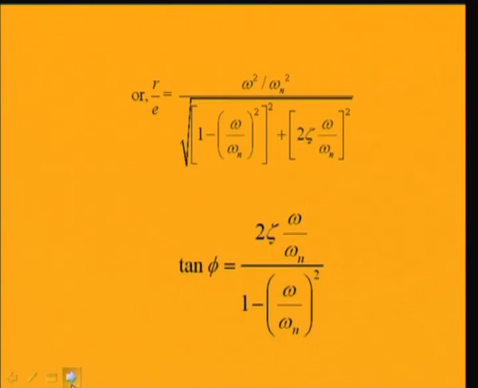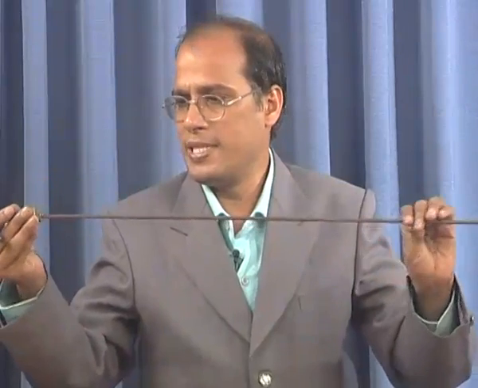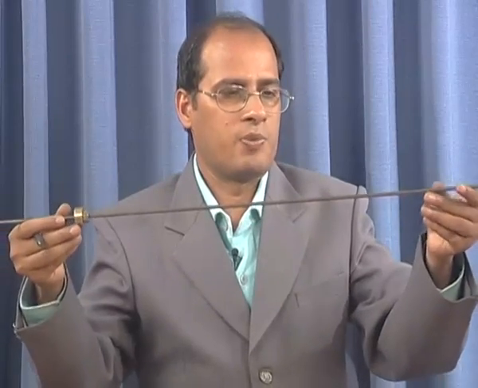So in this way I can find the r by e ratio equal to (ω/ωn)² by root over (1 − (ω/ωn)²)² plus (2ζ ω/ωn)². And tan φ I can obtain as 2ζ(ω/ωn) divided by 1 − (ω/ωn)². So in this way you can study the whirling of shaft, and also from the continuous system we will see the expression for transverse vibration of beam.